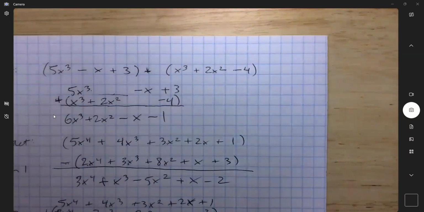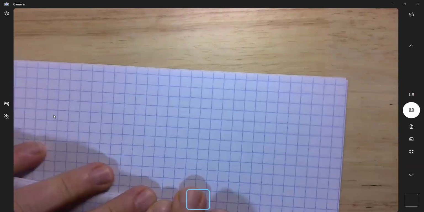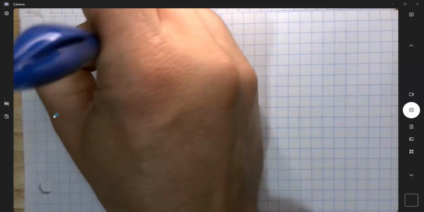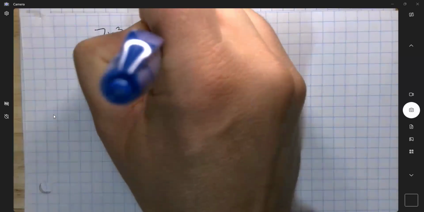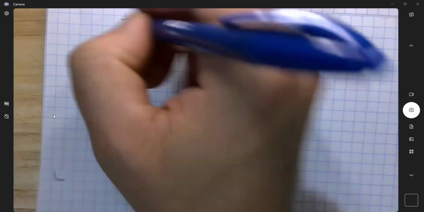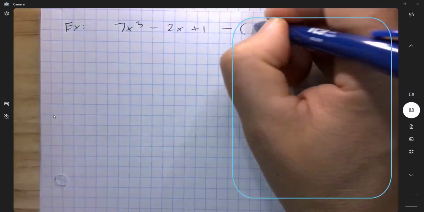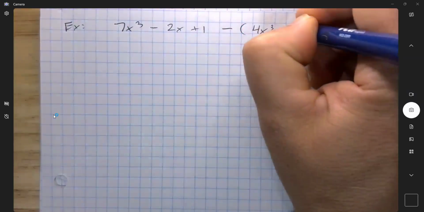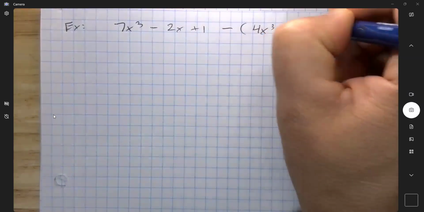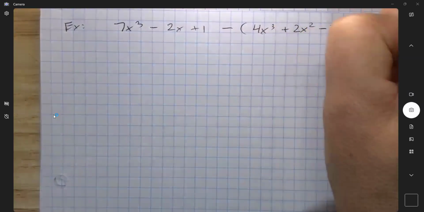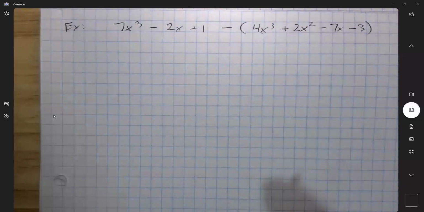I'll do one more example, and that'll wrap it up for this video. It will also be a subtraction. Let's take 7x cubed minus 2x plus 1. And from that, we're going to subtract 4x cubed plus 2x squared minus 7x minus 3.